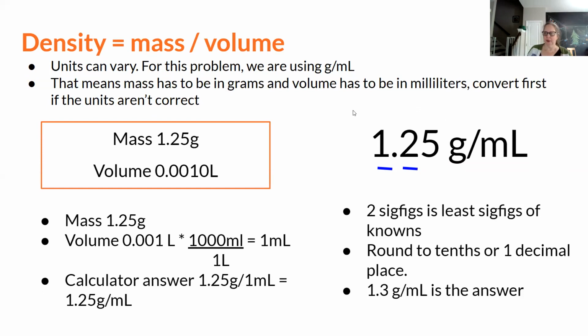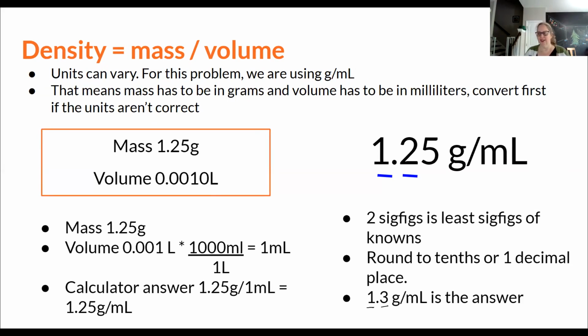Go back and double check. 0.13, the 1 and the 3 are non-zeros. 2 sig figs. All right, I did it correctly.